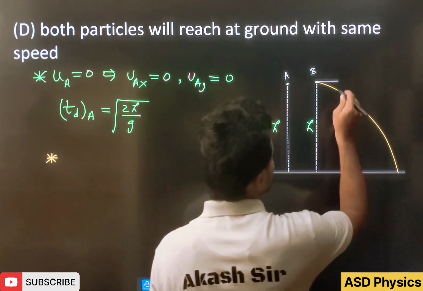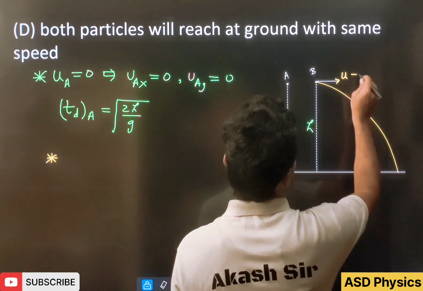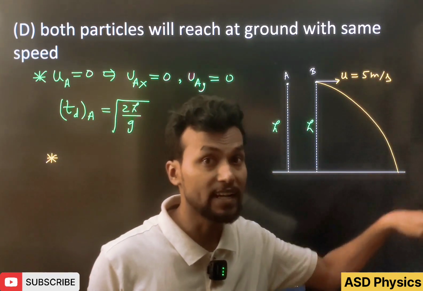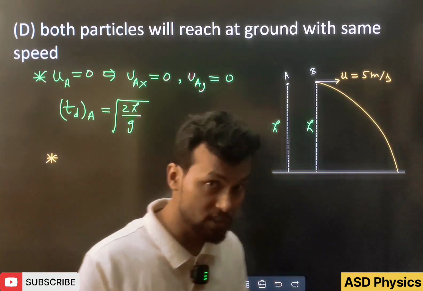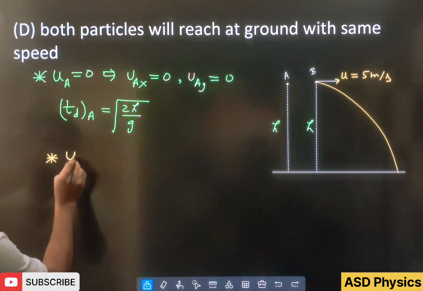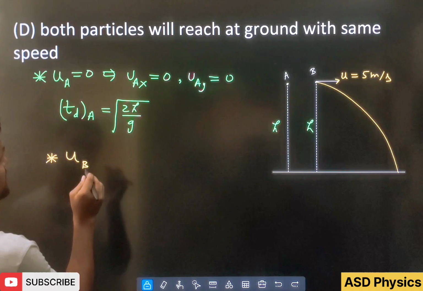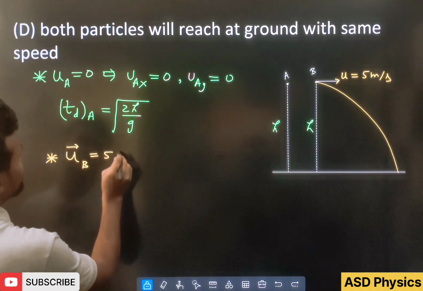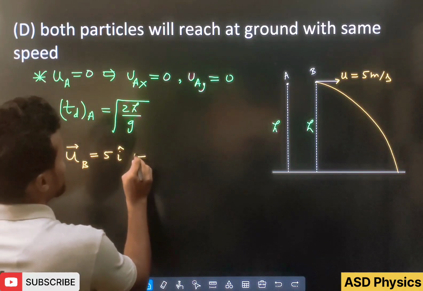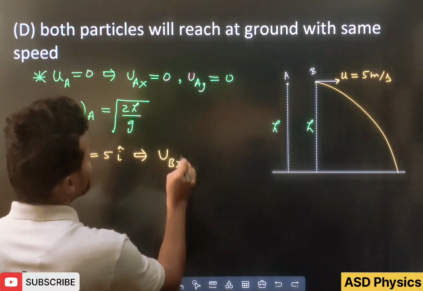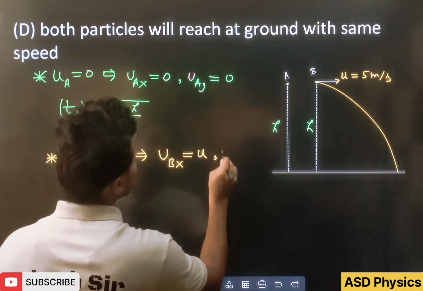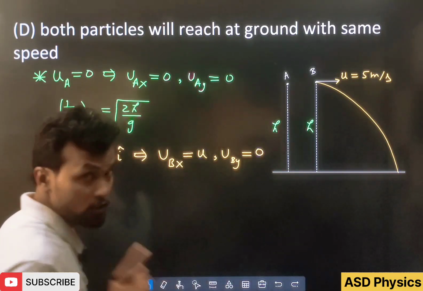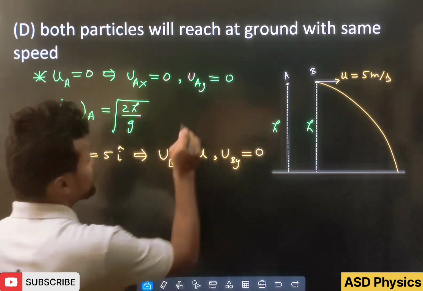After that, the second one. This is projected in this direction with u. U is given as 5 meters per second, projected horizontally. That means, is there any component in the vertical direction? No. So for particle B, if I write in vector form, I can write 5 i cap. Or in component form, UBX is u, or 5 meters per second, and UBY is 0.